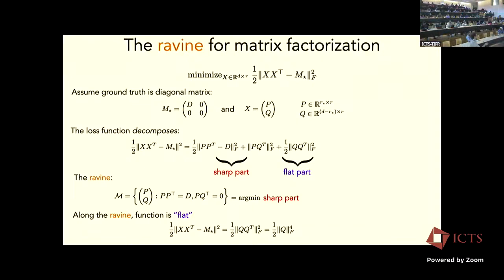What is this? PQ transpose. So PQ transpose is trying to make P and Q orthogonal, right? Yeah, you're trying to get rid of the nuisance part, yeah.